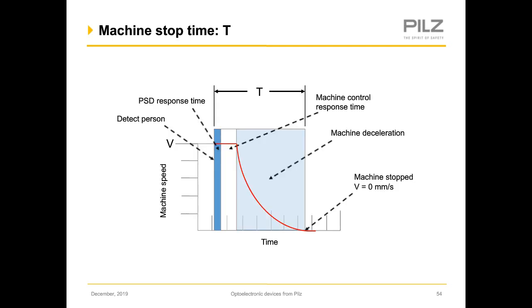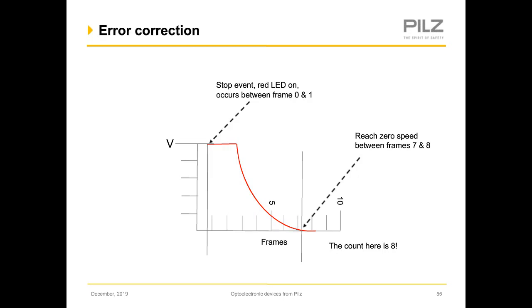So here we saw this graphic before. We have the detection of the person, we have the response time of the PSD device, and then machine control response time, machine deceleration until the machine is stopped. So we take a video and we have a stop event, red LED on between 0 and 1, and we reach 0 speed between frames 7 and 8, so the count here would be 8.